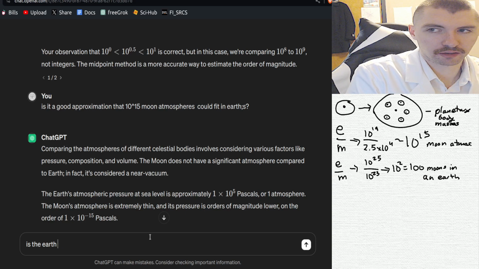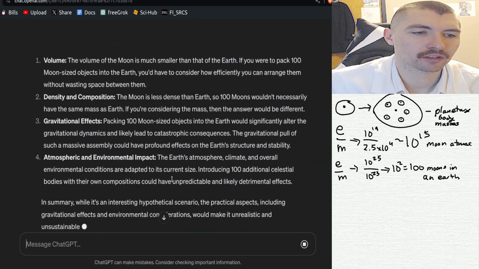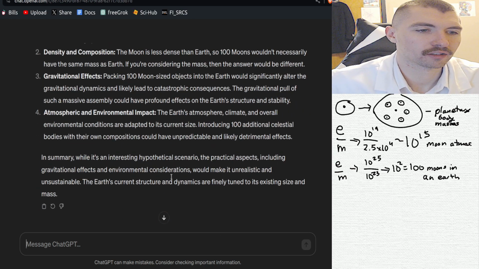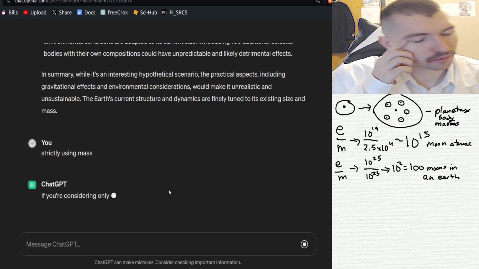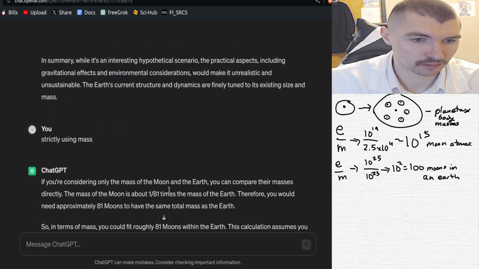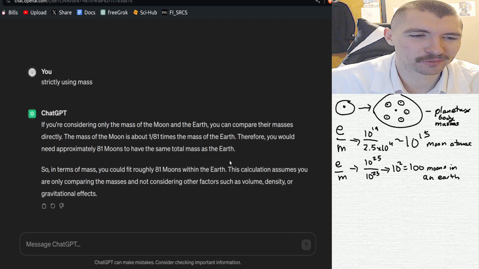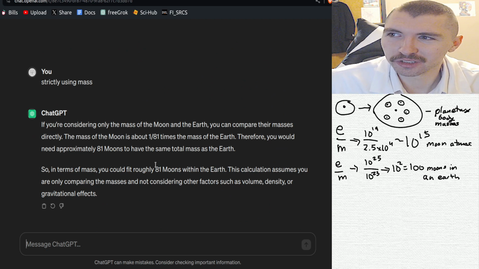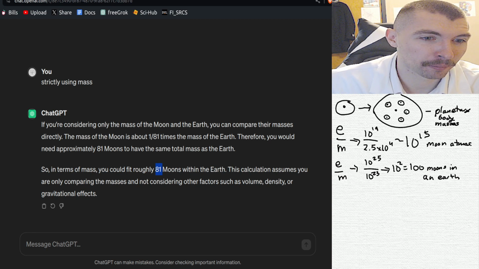Could one fit 100 moons in the Earth? Strictly using mass, 81 times. So again, our intuition seems to be validated by ChatGPT. 81 moons within the Earth. That is very close to 100 moons.